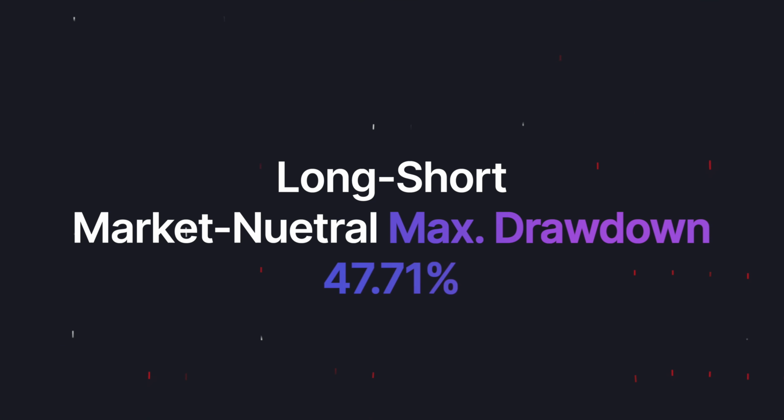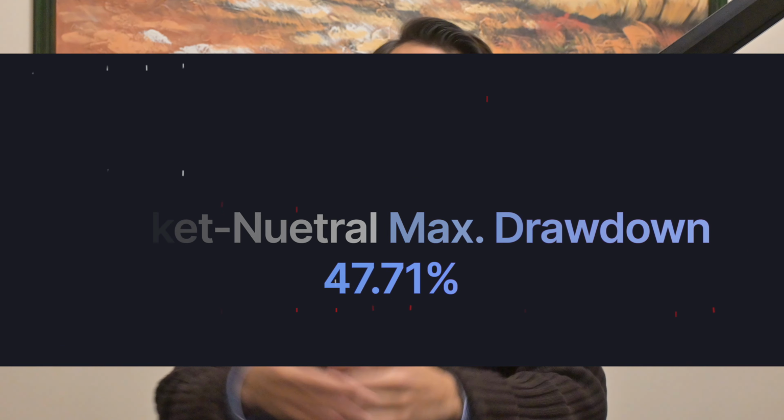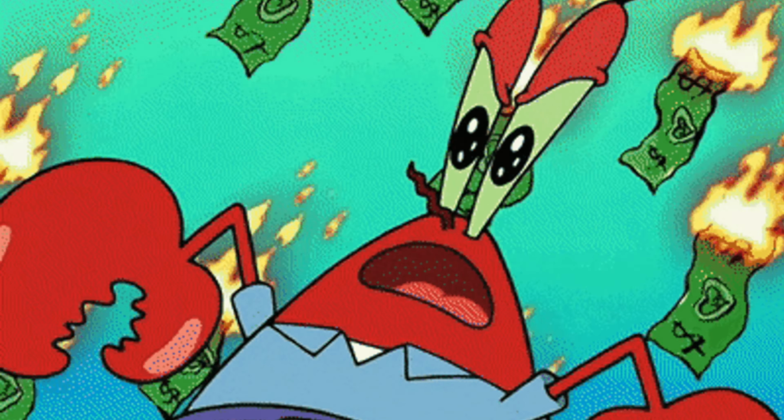This is the most significant loss that the strategy has had over a certain period and is a good metric for assessing risk. Again, a higher drawdown means the strategy is riskier, while a lower drawdown means less risky. Our long-short market-neutral strategy had a maximum drawdown of 47.71%. This number can be hard to tolerate if you had invested all your money in this strategy.